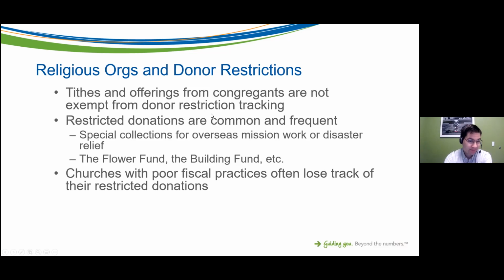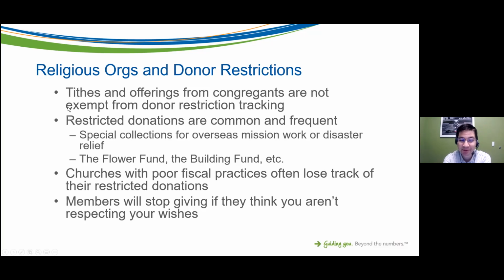And I've come across it in the past as well. Churches with poor fiscal practices often lose track of their restricted donations. The donor could come back and request the money back. Frequently, you'll see with churches that they have an older contingent of membership. A lot of them will let it go. However, it is their prerogative to ask, well, what happened with my money? What did you do with it?